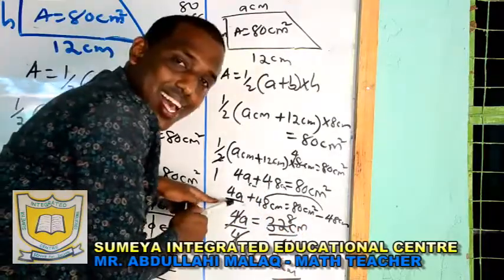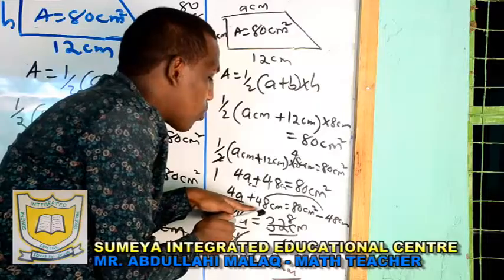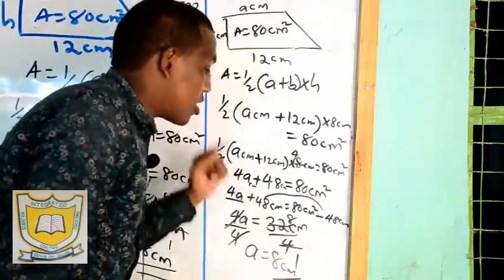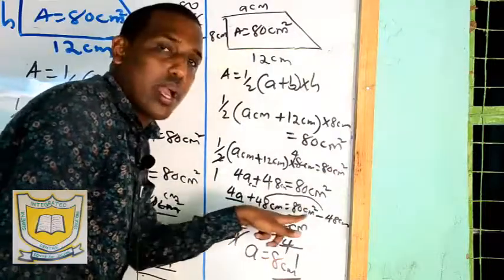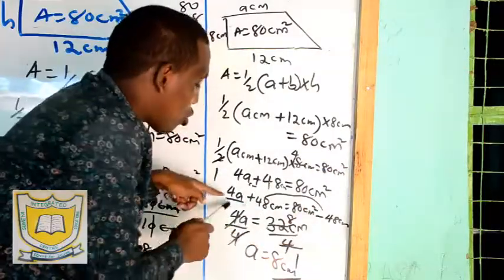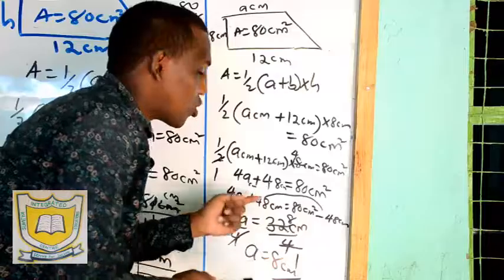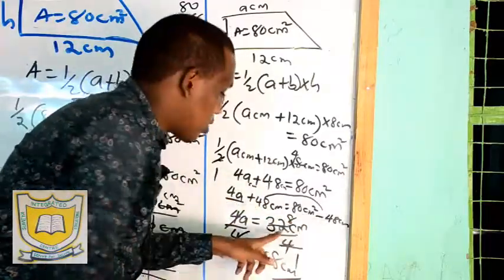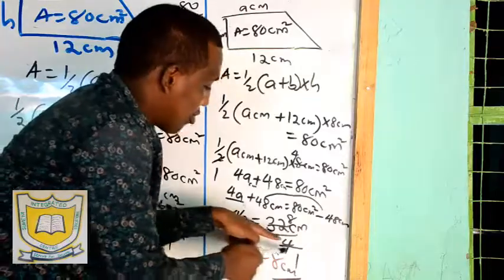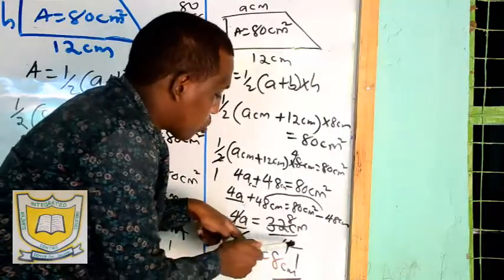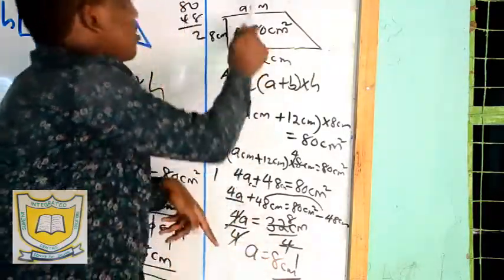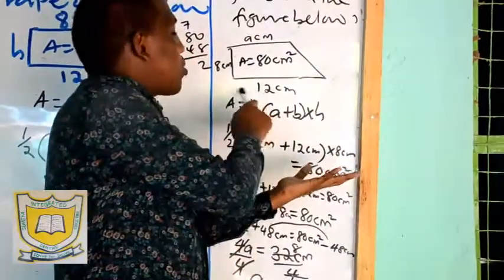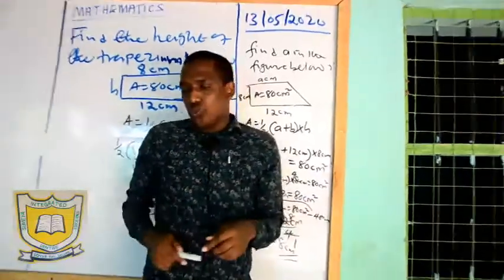This one has a letter and this one has no letter. So the one which has no letter will immediately move to the other side. When it moves to the other side, it is plus, it will become minus 48. So 4A is equal to 80 minus 48, you get 32. Over 4, over 4, cancel, cancel. A is equal to by 4, 1, by 4, 8, A is equal to 8 centimeter. Even if they tell you to find out the baseline, it's the same way we do.